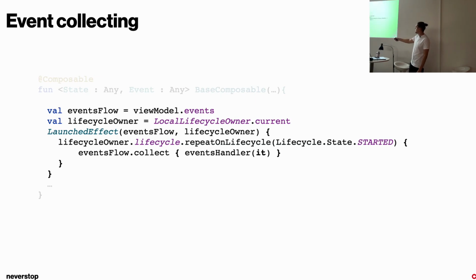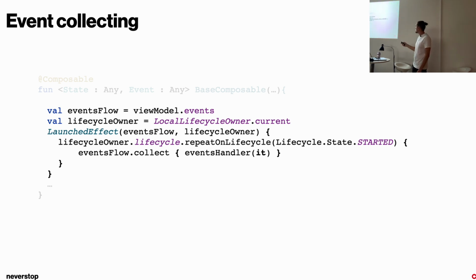And then for the keys, we pass in events flow and lifecycle owner, which just means that when either of those two changes, the block inside will run again. Inside, we just start collecting the events. We have this line here that says we repeat that whenever the lifecycle is started. It's not that important, but what's important is that this piece of code will trigger the event collection only once.